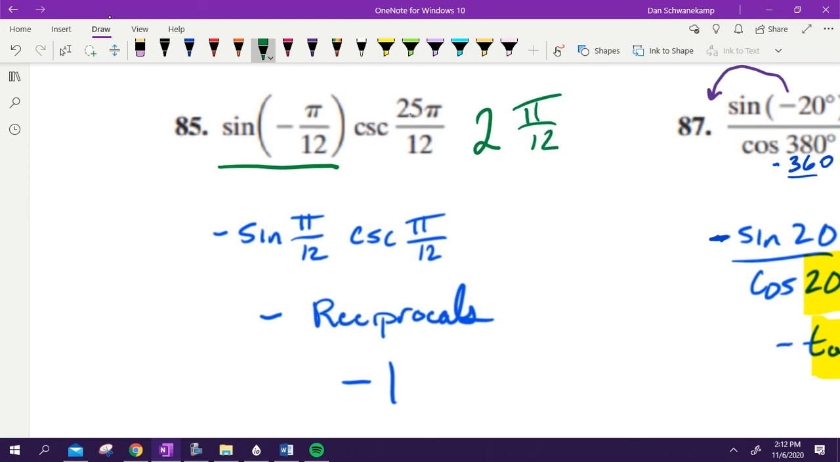Well, going around 2 pi really just takes me back to the start. So that doesn't even matter. It's just pi over 12. So then I have sine of pi over 12, cosecant of pi over 12. Those two things are reciprocal. Cosecant means 1 over sine. So this right here, cosecant of pi over 12, is the same thing as 1 over sine of pi over 12. And if I'm multiplying these two together, this and this are going to cancel, leaving me with just negative 1.